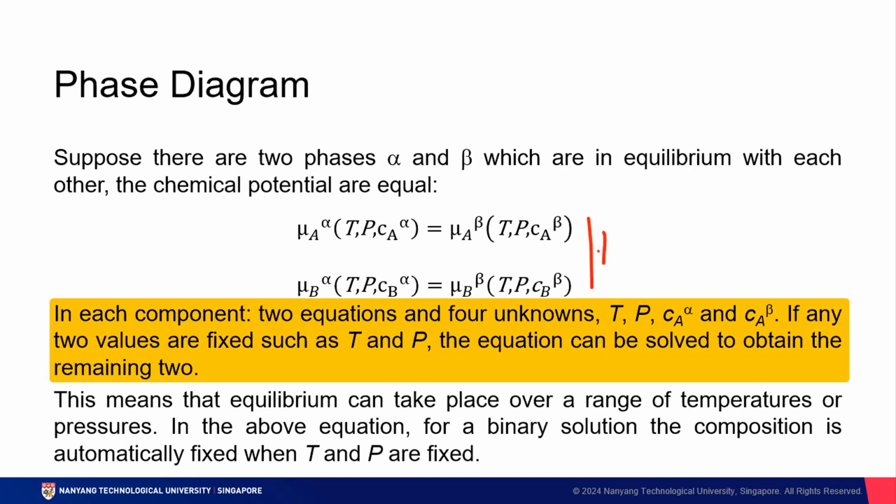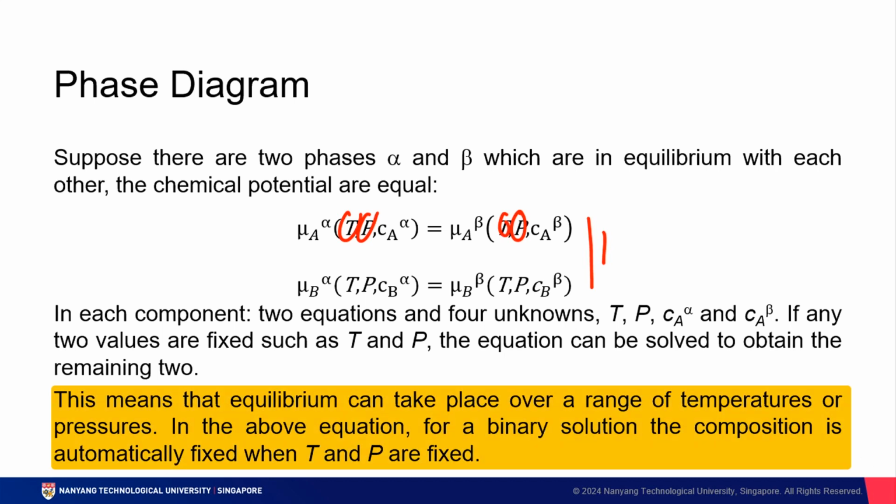Now, in each component, there are two equations and four unknowns: temperature, pressure, component of A in alpha, and component of A in beta. If any two values are fixed, say for instance we fix temperature and pressure, the equation can be solved to obtain the remaining two. What this means is that equilibrium can actually take place over a range of different temperatures or pressures. And in the above equation, for a binary solution, the composition is automatically fixed when temperature and pressure are fixed.